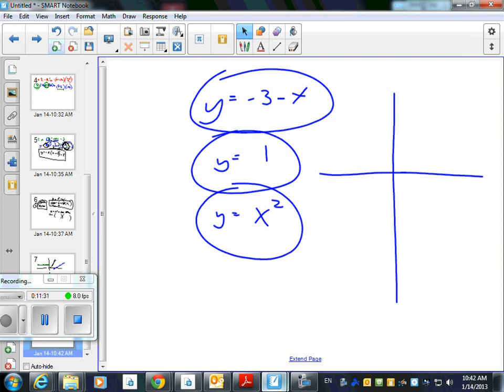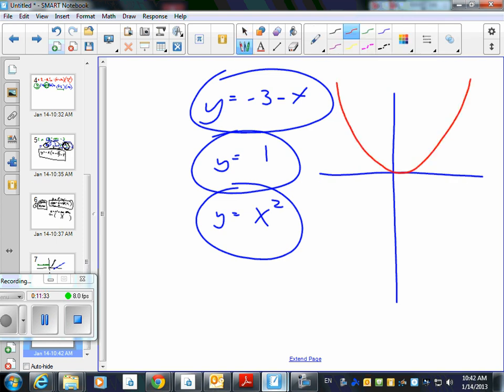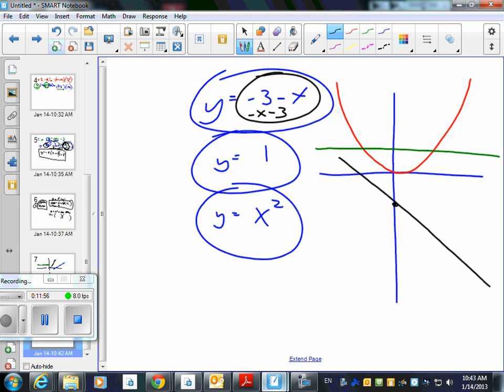This one's just a parabola. This one's a straight line at 1. And the last one, the top one there, is negative 3 minus x. It's like this, negative x minus 3. I'm just rearranging it so I can say the slope is negative 1 and the y-intercept is negative 3. So I'm going to start right there, and the slope of negative 1. So it's like a line that runs like this. Do you know I got all 3 lines? This one here, just that one right there.